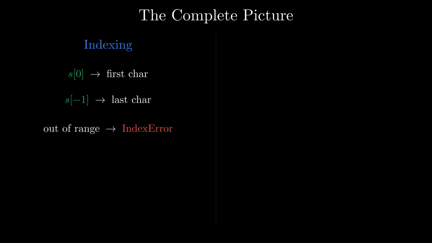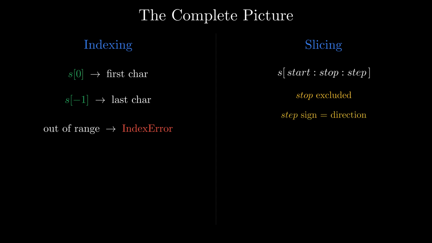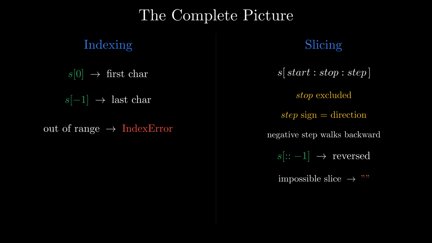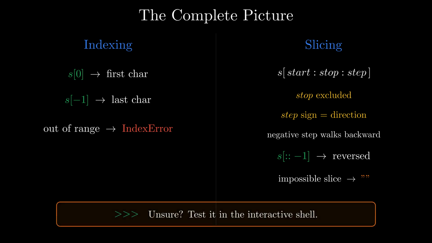The complete picture: indexing starts at 0. Negative indices count from the right, with -1 as the last character. Indexing out of range in either direction raises an IndexError. Slicing takes start, stop, and step, runs up to but not including the stop, and the step's sign sets the direction. A negative step walks backward, and two colons with -1 reverses the whole string. Impossible slices return the empty string, not an error. When you're unsure what a slice produces, try it in the interactive shell and observe the result directly.